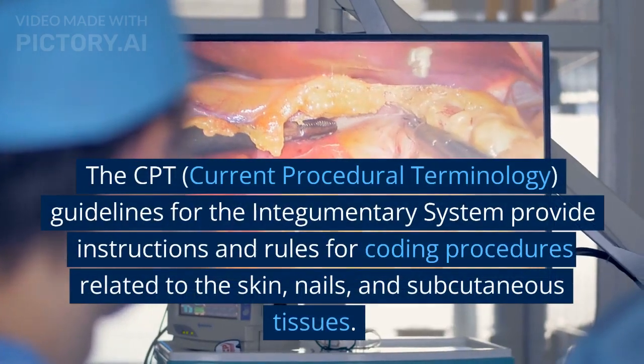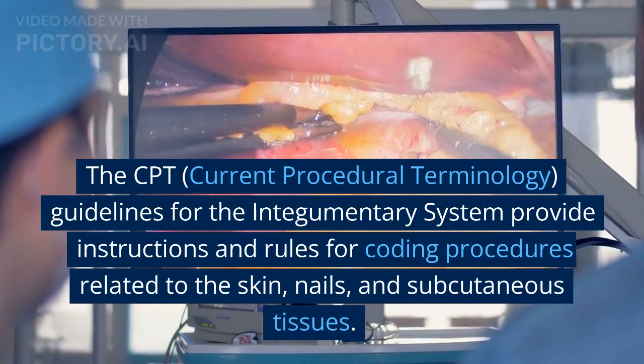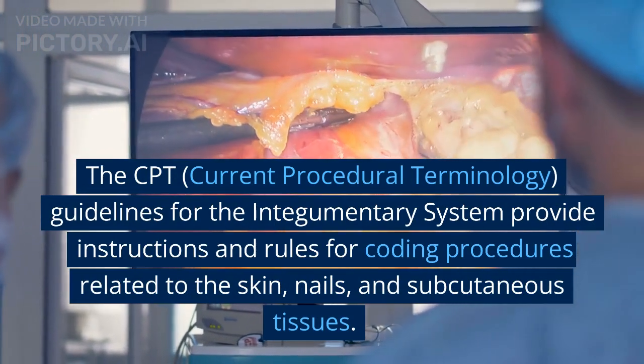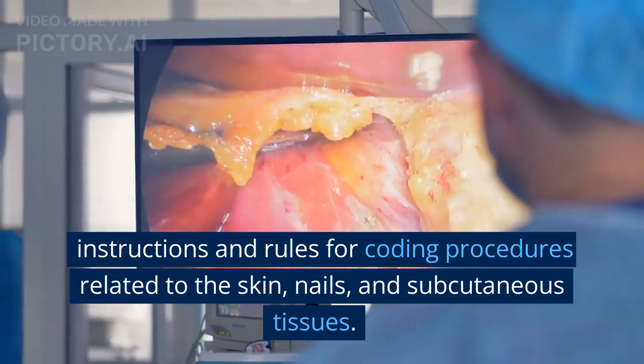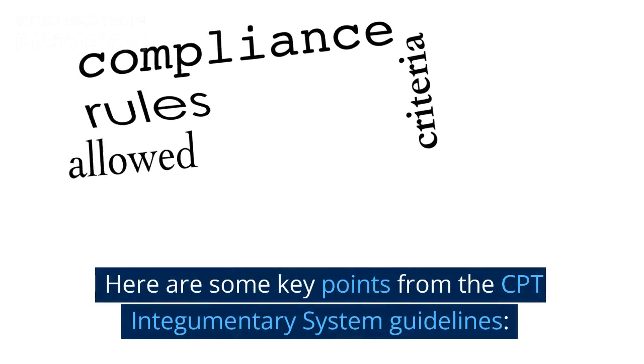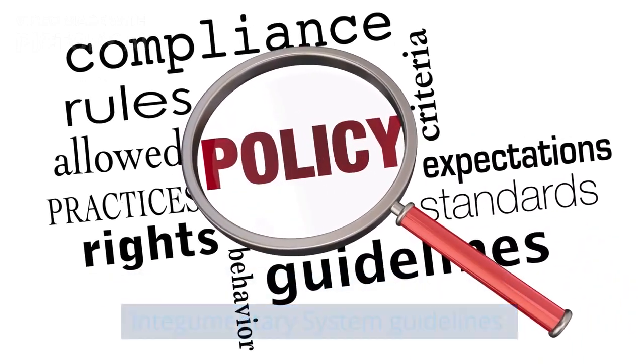The CPT (Current Procedural Terminology) guidelines for the integumentary system provide instructions and rules for coding procedures related to the skin, nails, and subcutaneous tissues. Here are some key points from the CPT Integumentary System Guidelines.